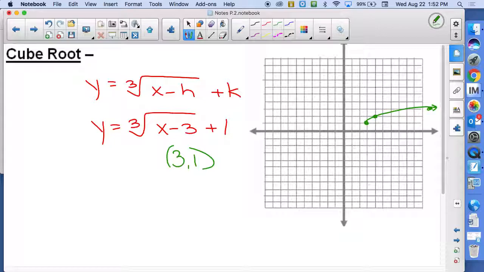Can you take the cube root of negative numbers, Michael? Yeah. What's the cube root of negative 1? Negative 1. And then the cube root of negative 8 is? Negative 2. You're not allowed to take the square root of negative numbers, but you are allowed to take the cube root of negative numbers. Because it's a cube. Any odd power, you're allowed to have a root of. So that one does have a negative side.